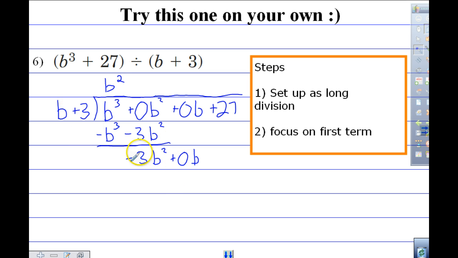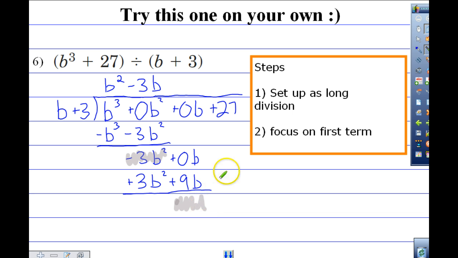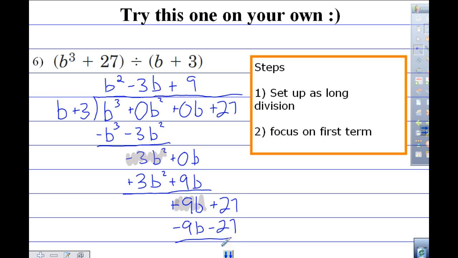And repeat. What times b is negative 3b to the second? Multiply, change the sign. Multiply, change the sign. So, yeah, these are the keys right here. Making sure that's correct. And making sure this comes out correct. 9b. Finish it up. Plus 9. Negative 9b and negative 27 gives us the 0, so it goes even. I think that's about it.